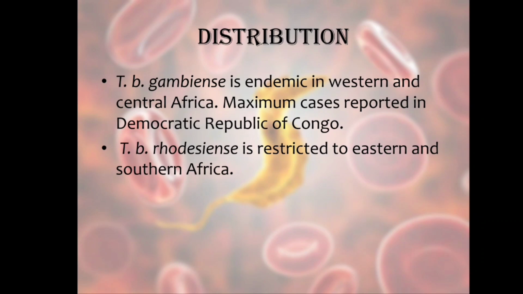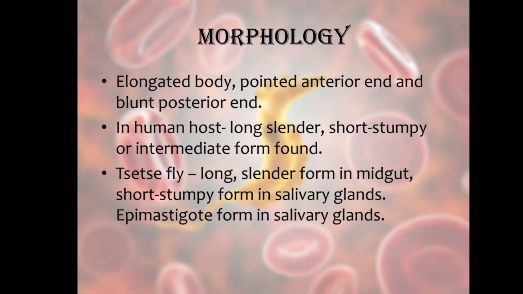Now let's talk about its distribution. The Trypanosoma brucei gambiense is endemic in Western and Central Africa. The maximum cases of sleeping sickness are reported in the Democratic Republic of Congo. There were around 600 cases reported in 2022. Trypanosoma brucei rhodesiense, on the other hand, is restricted to Eastern and Southern Africa.